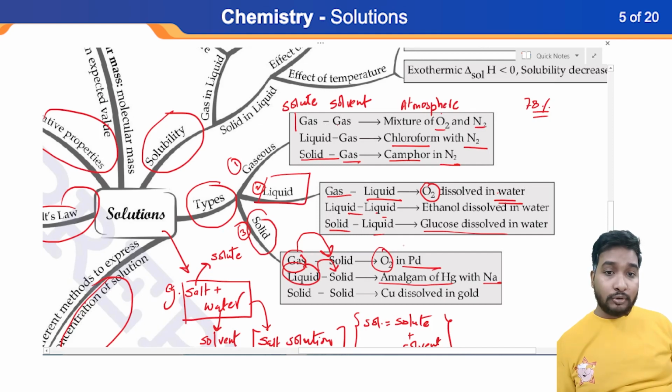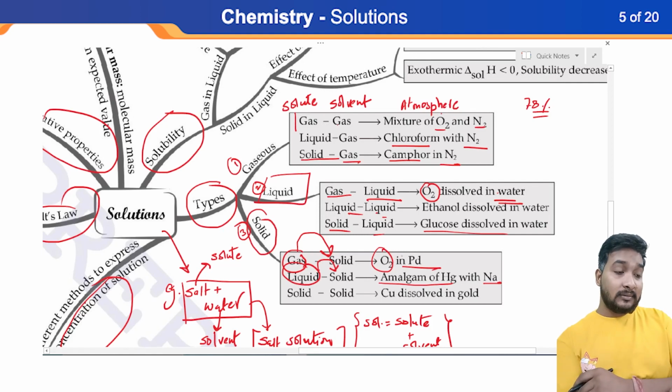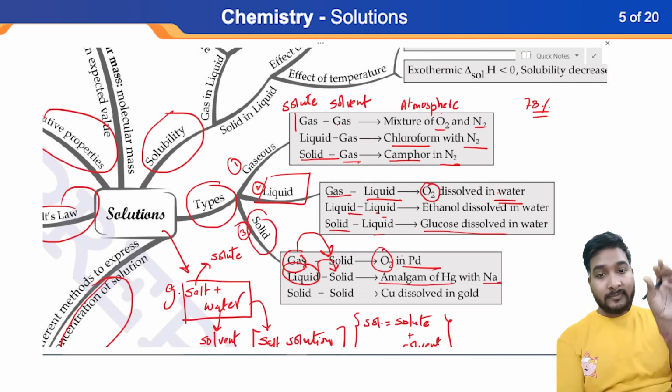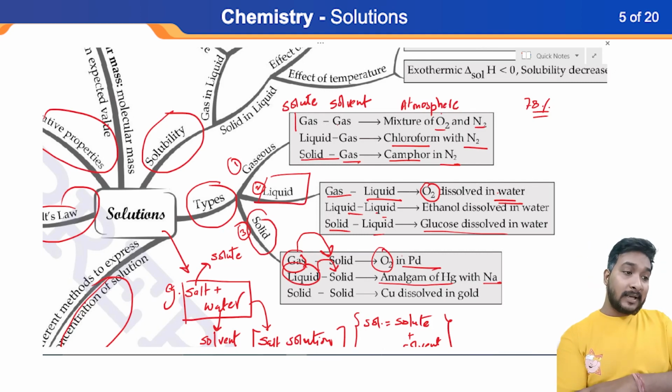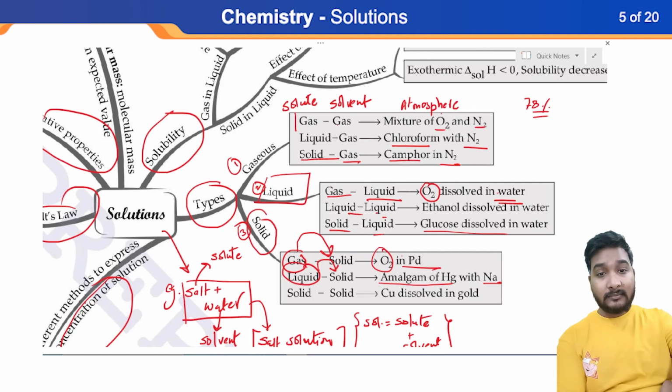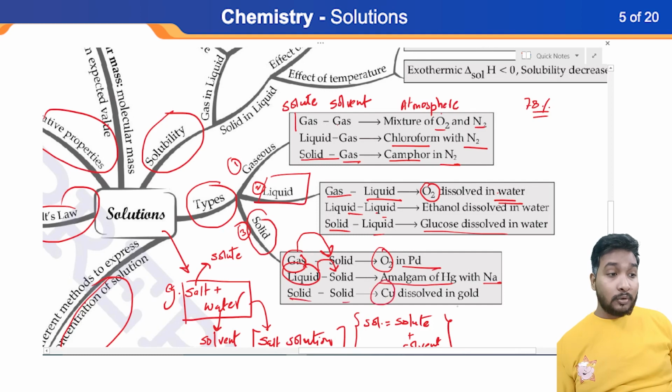So mercury is in liquid state, you know that. Okay, so if mercury is in liquid state, then sodium is a solid. So sodium is dissolving in mercury. So what we can say, mercury is a liquid which is dissolving the sodium which is in solid state. So actually what we are doing is solid into liquid. Okay, simple. And solid into solid, copper dissolves in gold.